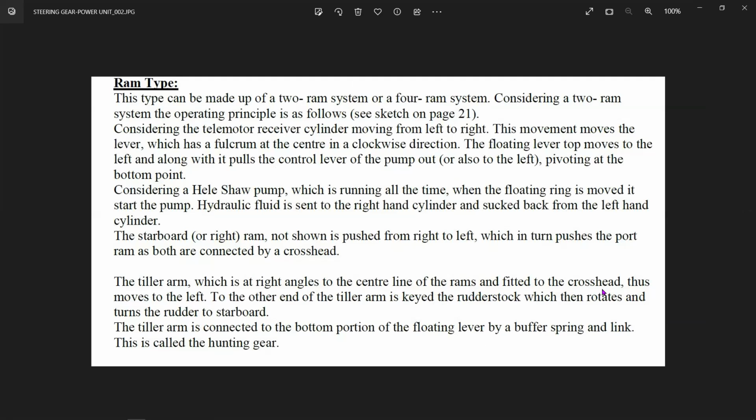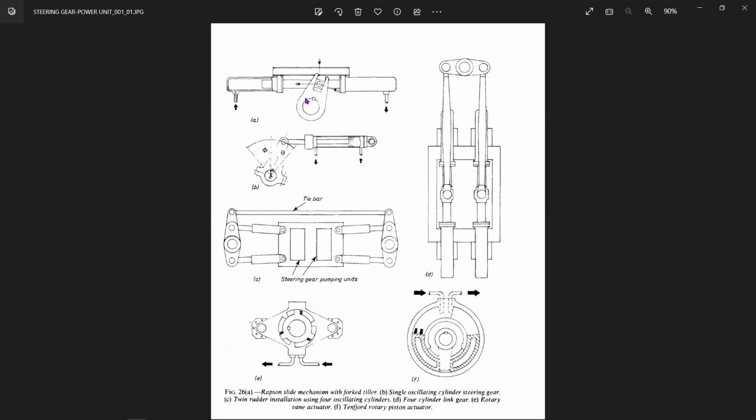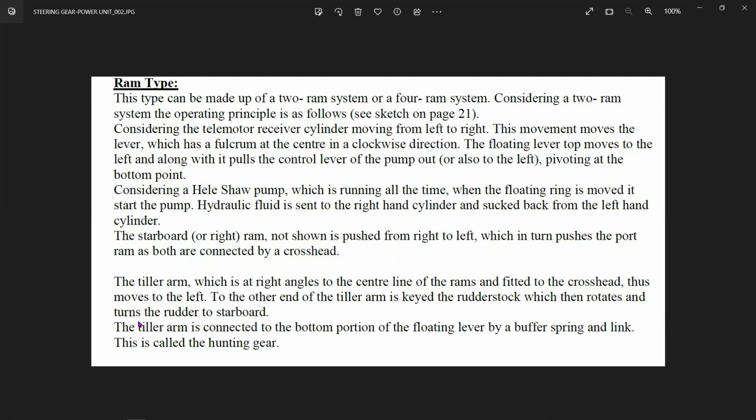Now see, there are certain mechanisms where you can have the connection of the rams to the tiller. One of them is crosshead systems, which have something called the Rapson slide mechanism, and that also has certain different types of systems. You've got 2 systems. One is a fork tiller as you see here, and one is a round pin tiller. We'll see both of them in action. Okay, the tiller arm is connected to the bottom lever, the buffer spring and ring called a hunting gear.